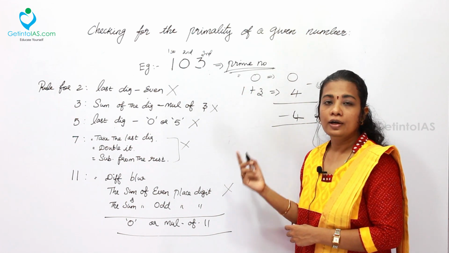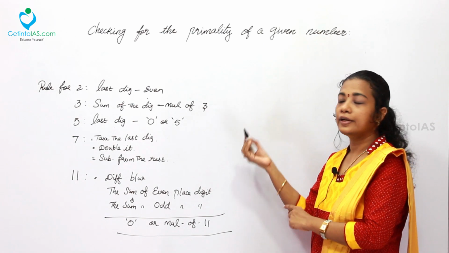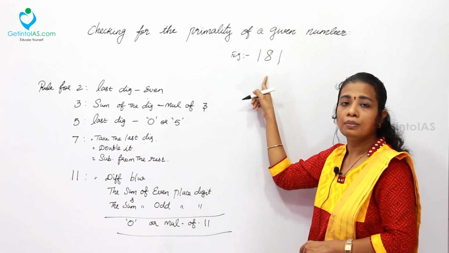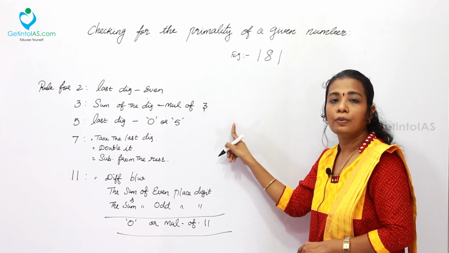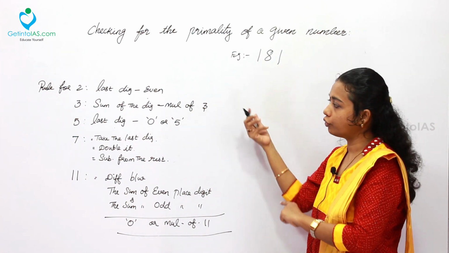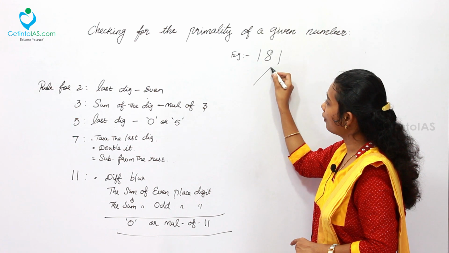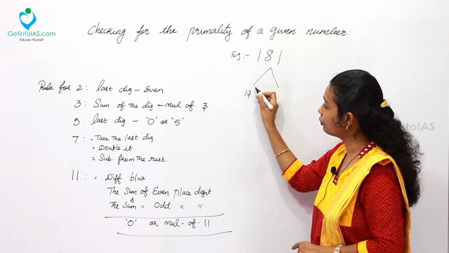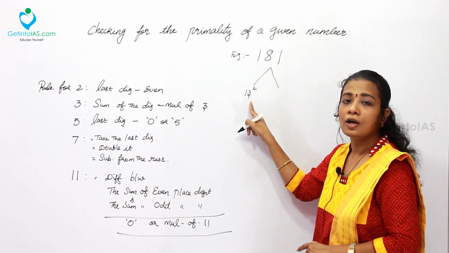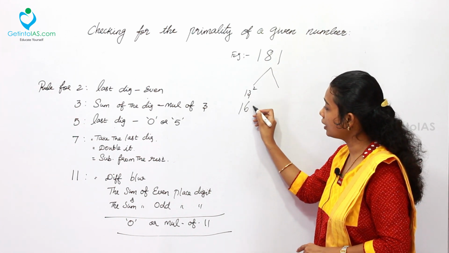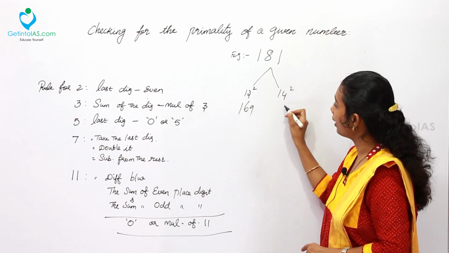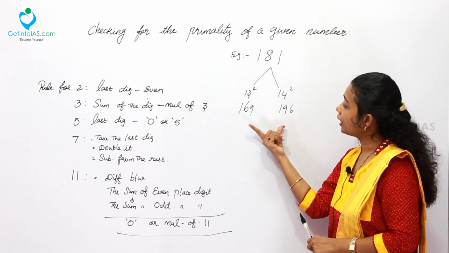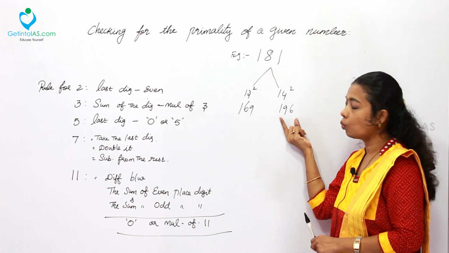So moving on to the next question. Let's take the next example, 181. This is another number in front of you, and you have to check its primality. So 181 is closer to what number? If you have memorized squares up to 25, it is easy to answer. 13 squared is 169 and 14 squared is 196. So 181 lies between 169 and 196.